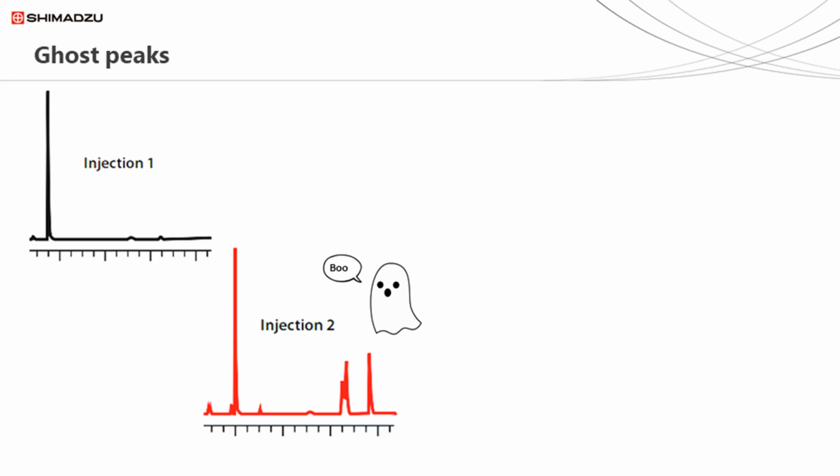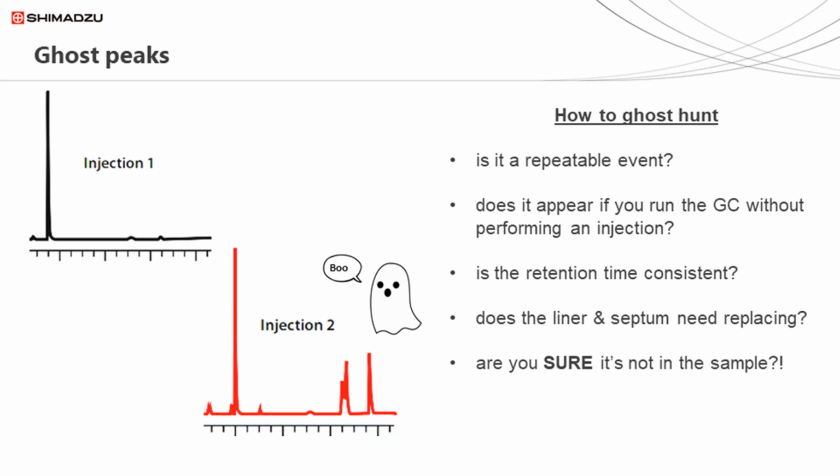If the root cause is somewhere in the GC, the peak will still appear. Ghosts fall into two distinct categories, ones with very consistent retention times, and those with retention times that vary. Each one is handled differently. If the retention times vary, then the ghost peak is hiding in the column. The peak is likely to be carryover from a previous injection that had not had time to elute from the column before the next sample was injected. In this scenario, lengthening the method to allow full elution of the sample will fix the problem.